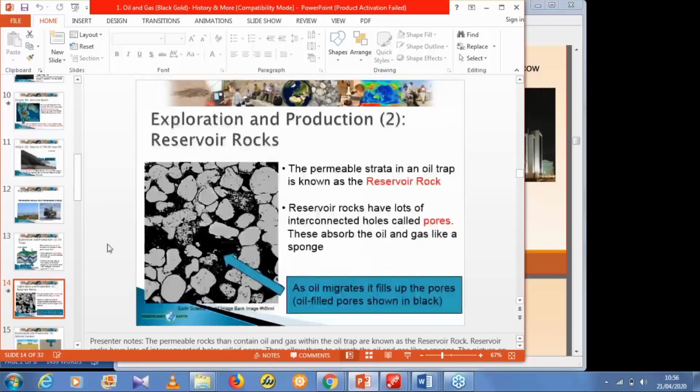Now, the reservoir rock, the permeable strata, and when we say strata, we're talking about a layer in an oil trap, is known as reservoir rock. Remember, I mentioned those pockets where they eventually stay, referred to as reservoir. Reservoir rocks usually have lots of interconnected flows which are referred to as pores, P-O-R-E-S. They absorb the oil and gas at once, so the oil and gas will just be kept within the pores inside the rock or the earth crust.